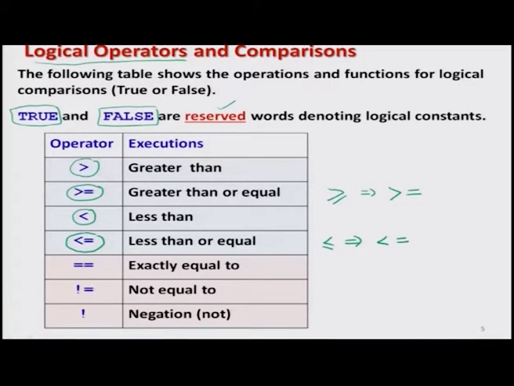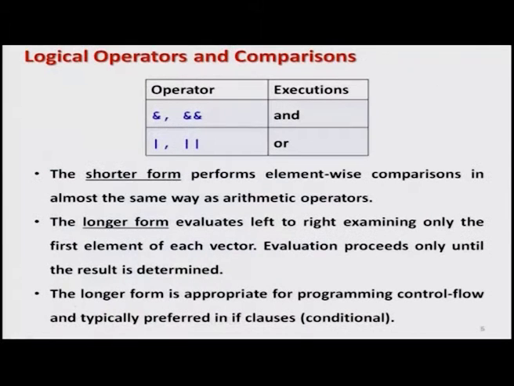When we want to compare whether a value is exactly equal to something or not, we have a symbol here containing two equality signs, like this. And when I use one exclamation sign with equality, this means not equal to. When I want to use only the negation, that means not, I simply use the exclamation sign. So, these are the various logical operators used in R.